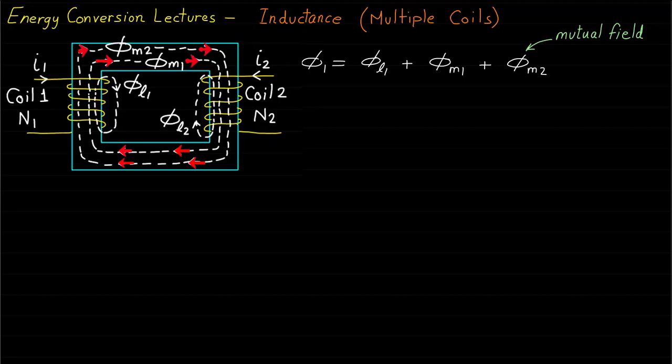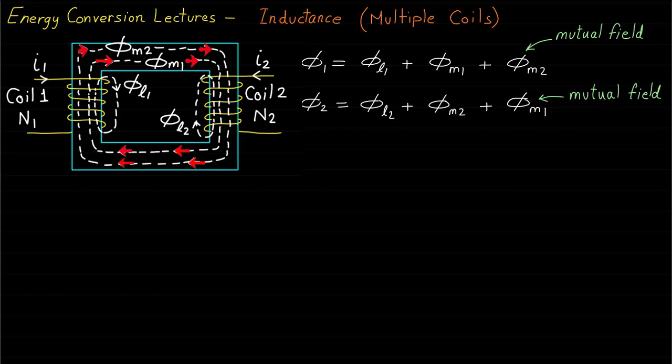The magnetic fields that link coil 2, represented by phi 2, are equal to phi L2 plus phi M2 plus phi M1. Again, the magnetic field phi M1 in this equation is considered a mutual magnetic field between coil 1 and coil 2 because it is produced by coil 1 and links coil 2.